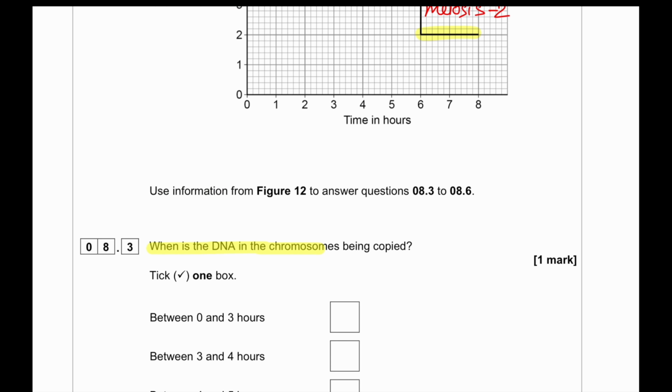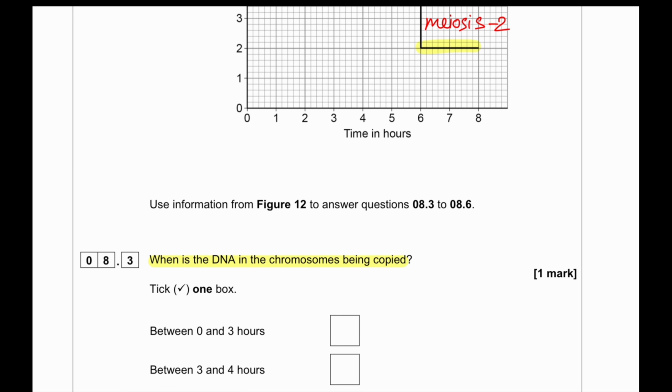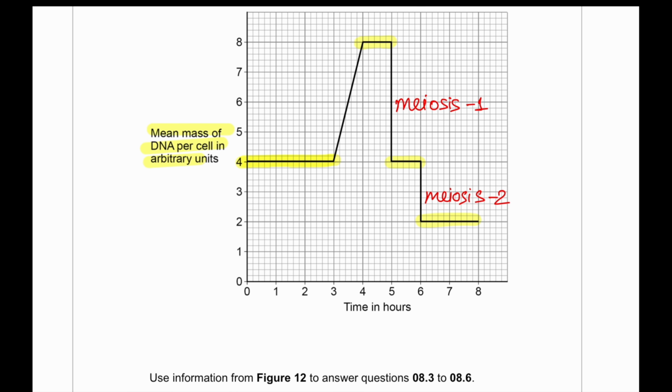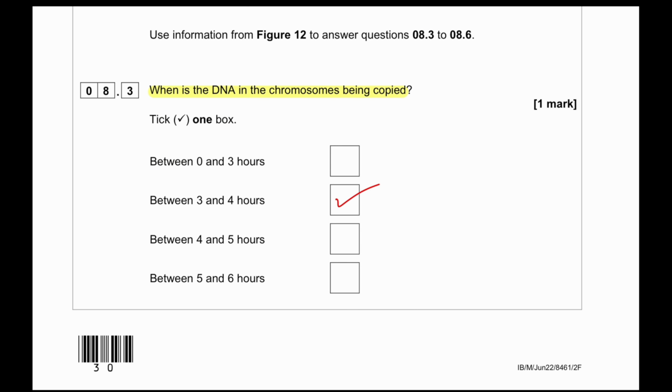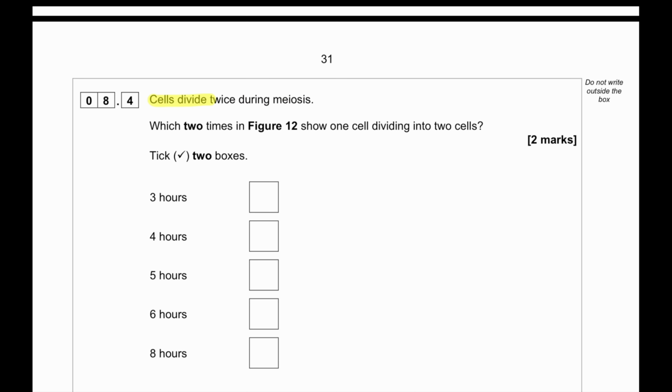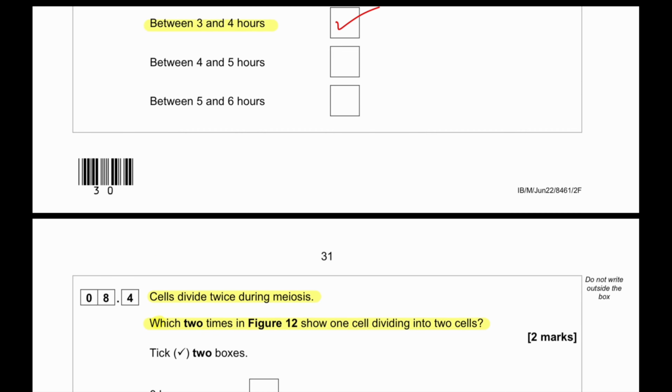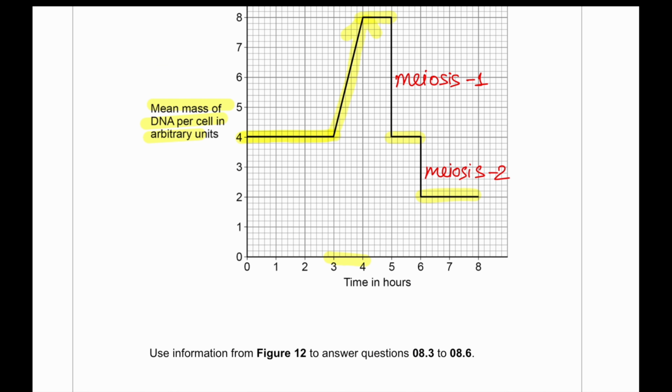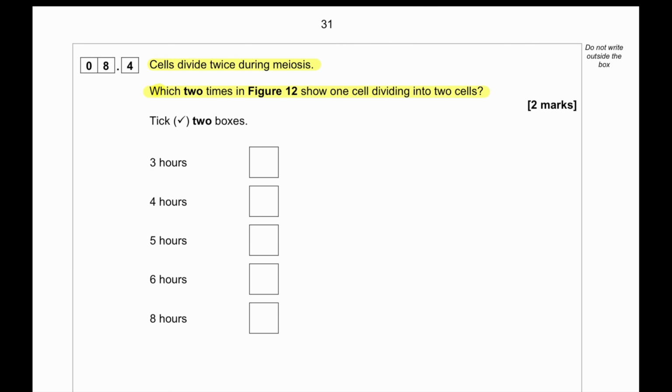When is the DNA in the chromosome being copied? The DNA in the chromosome is copied between 3 and 4 hours. We can see because the doubling occurs at that time. So it will be between 3 and 4 hours. Cells divide during meiosis 2 times. Figure 12 shows one cell dividing into 2 cells. So one cell division into 2 cells occurs first at hour 5 and then at hour 6. So 5 and 6 will be the answer.